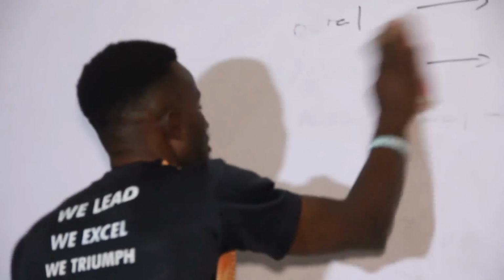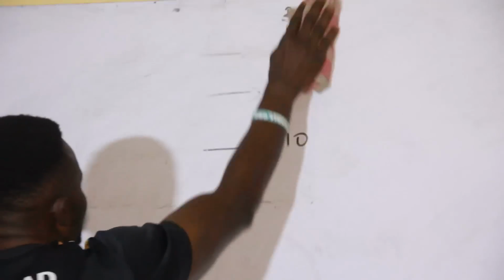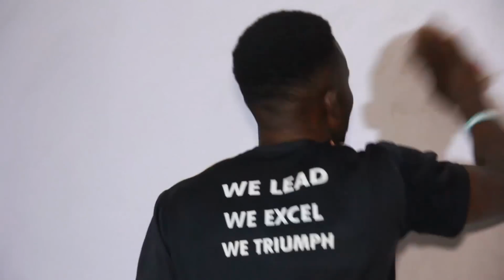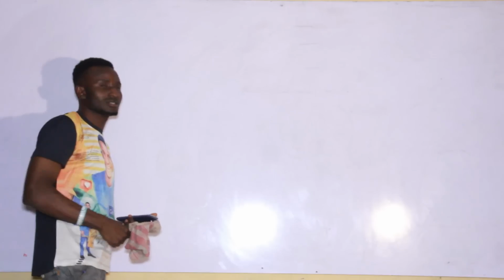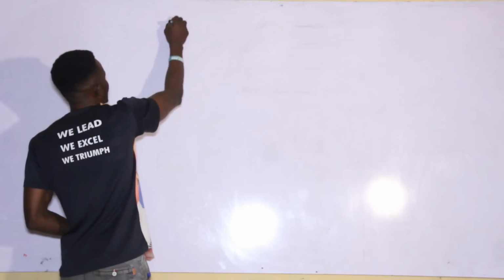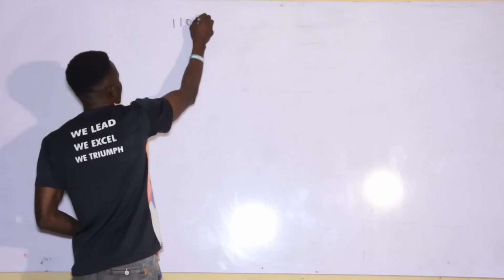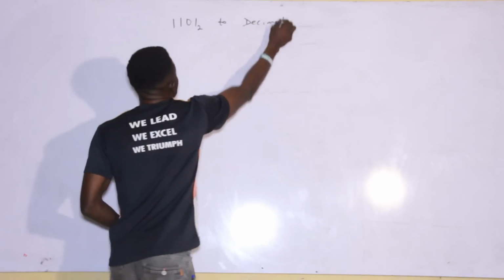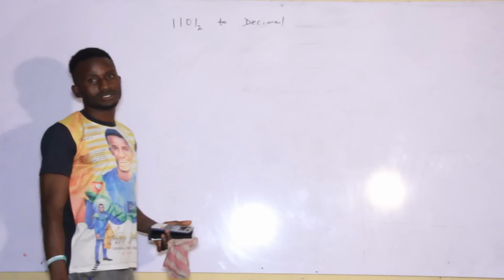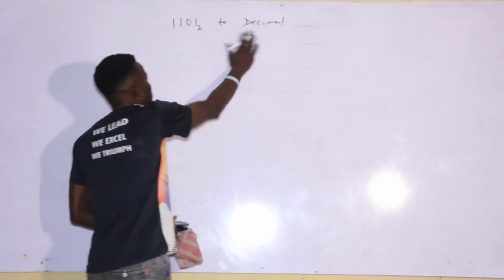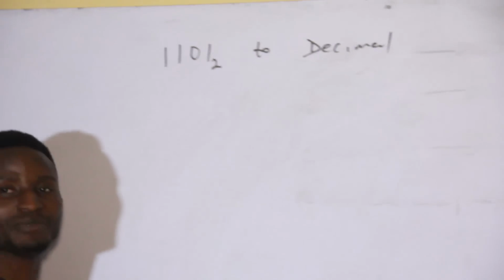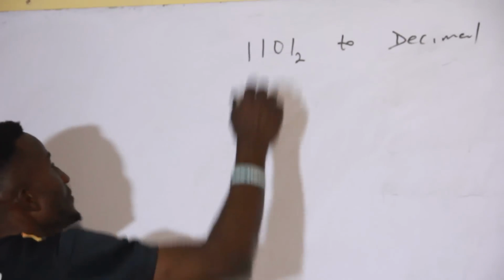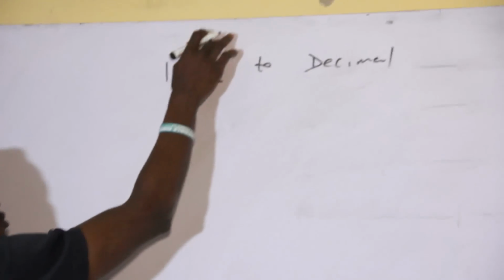Now, imagine you are asked to convert something like maybe 1101 base 2 to decimal. Convert this to decimal. That shows you are asked to convert from binary to decimal. Now from this binary to decimal, you are going to use this shortcut, that is the AND method.